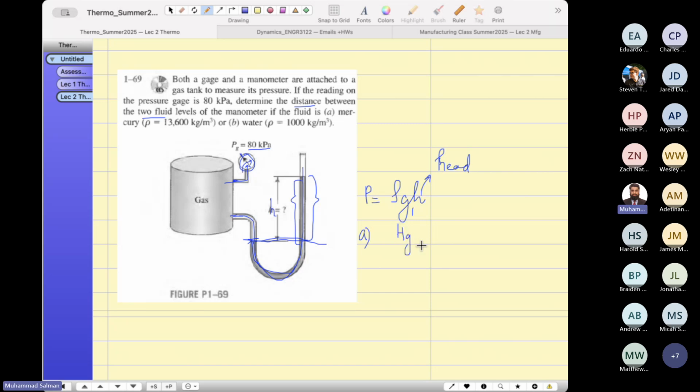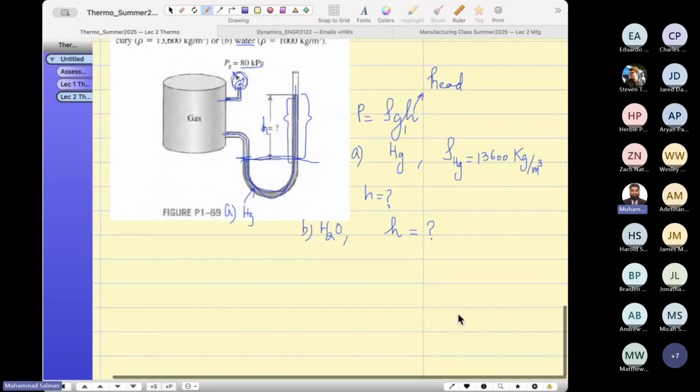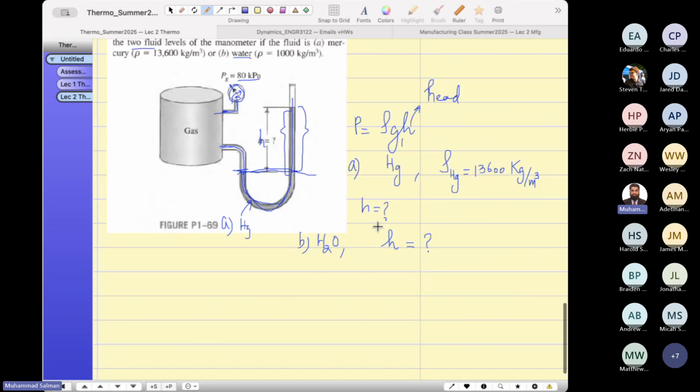Mercury is this one. And you need the density of mercury. It should be in your formula sheet: 13,600 kilogram per meter cubed. And the density of water. Suppose in the first case this liquid is mercury. What is the height or the head difference when it is mercury? And in the second case, when you replace it by water, what is the head? It is obvious that mercury will have a lower value of H as compared to water.